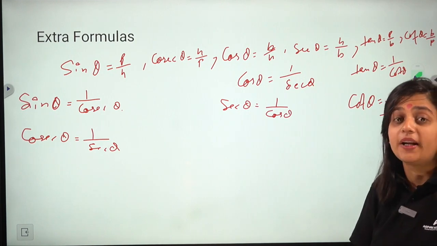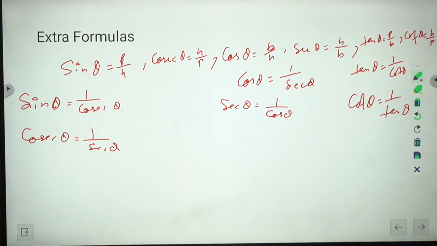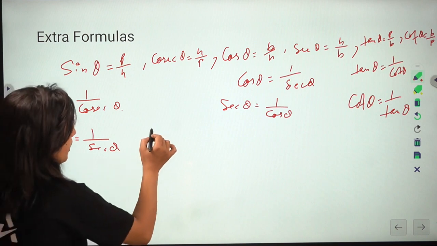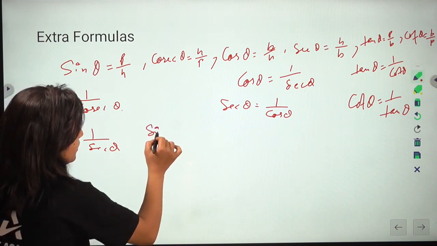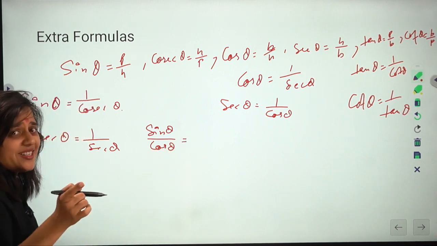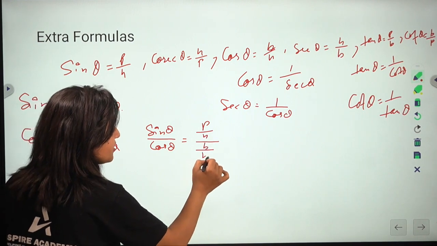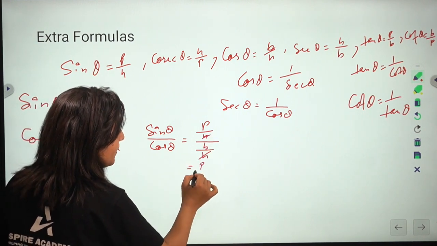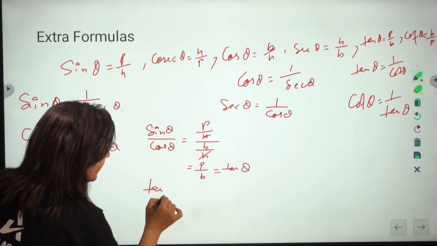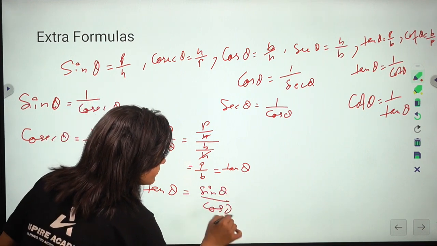Clear? But you have to memorize. You should not be relying on this, just you will do this and you will take out the formula. Okay, you have to memorize this. Along with that, see, one more thing. Sin theta by cos theta. Now see, what is sin theta? P by H. What is cos theta? B by H. H will be cancelled, that will be P by B, which is equal to tan theta. That means tan theta is equal to sin theta by cos theta.